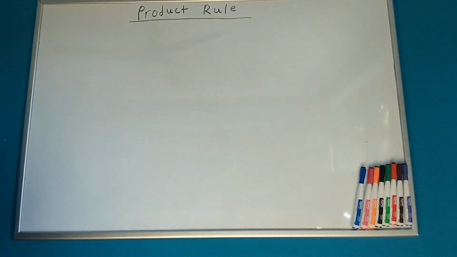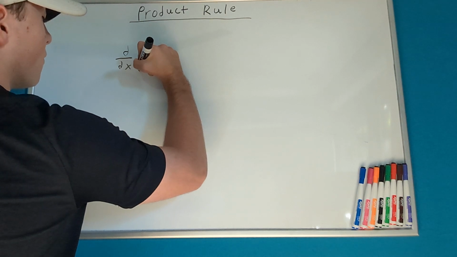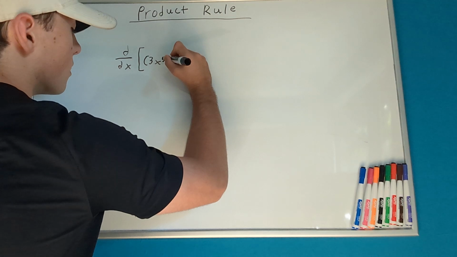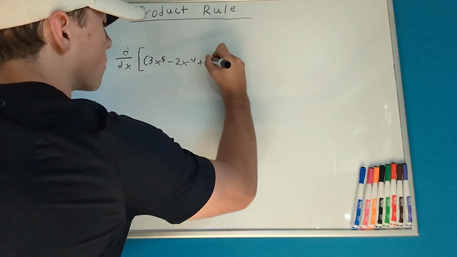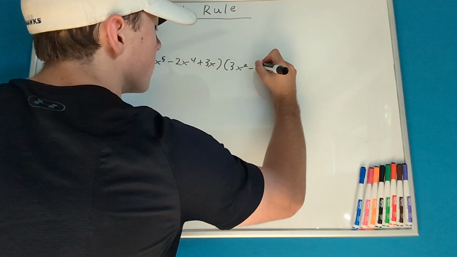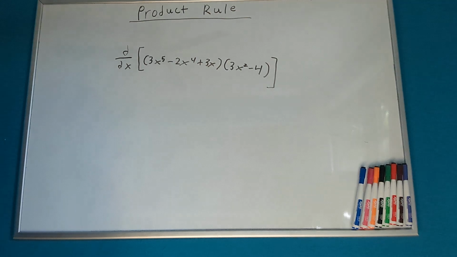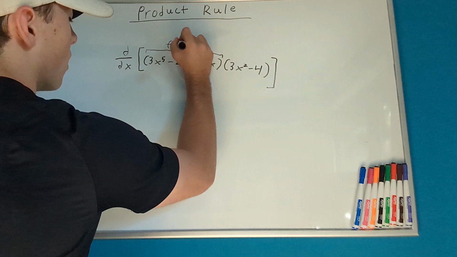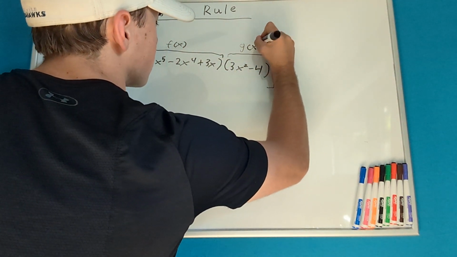Let's find the derivative of 3x to the 5th minus 2x to the 4th plus 3x times 3x squared minus 4. All right, we'll use this as another example. So once again, this right up here is going to be f of x, and then this right here is going to be g of x, right?